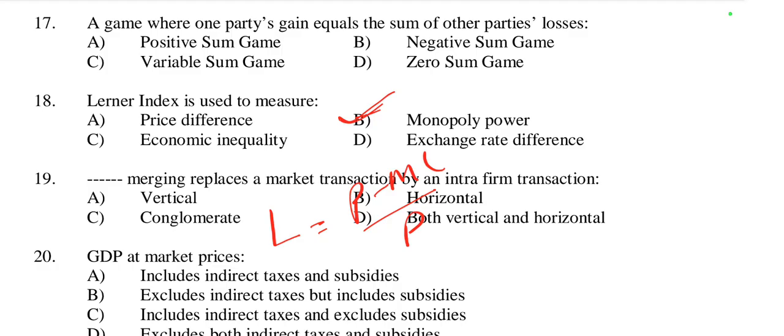So Lerner index is equal to (P minus MC) by P. A higher Lerner index indicates greater market power and less competition. So it is called the Lerner index, a measure of monopoly power.